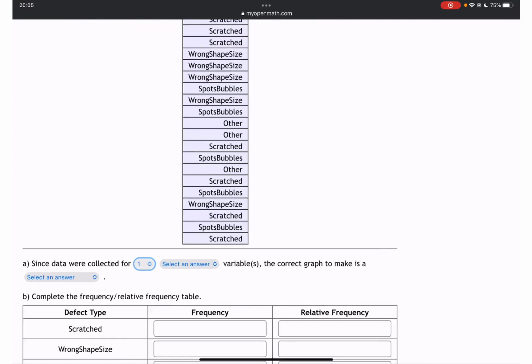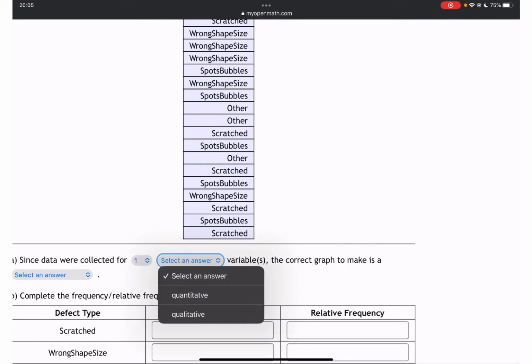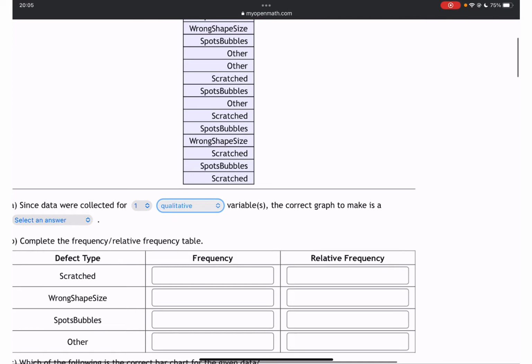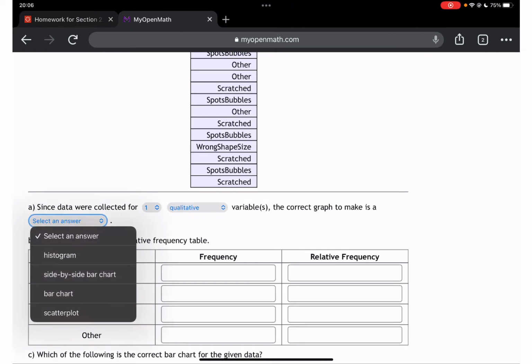Then what kind of variable do we have? Bubbles, scratch, others, wrong shape, size, all these are classified as a defect. Defect is not counted, it's qualitative, right? And the correct graph to make when we have only one variable and accordingly one column, the best graph is going to be a bar chart.